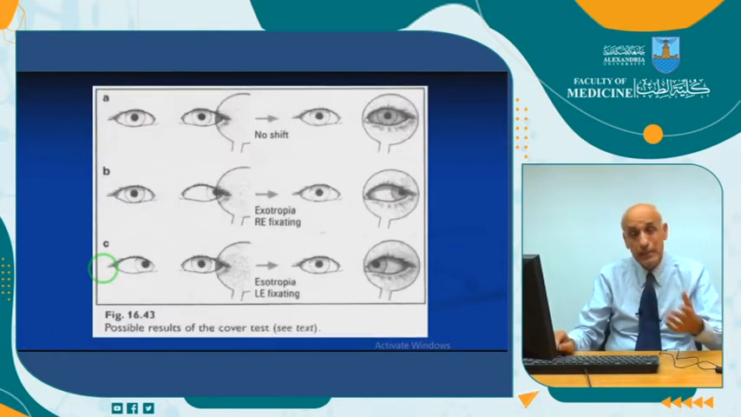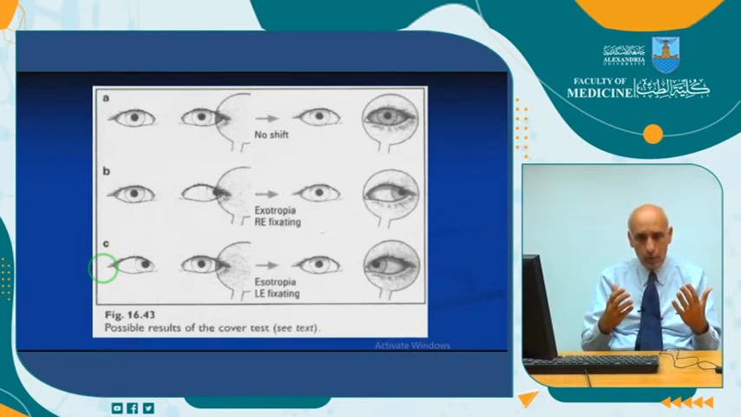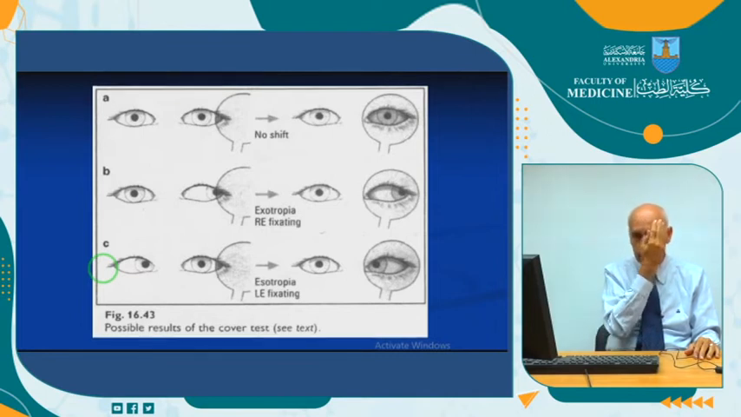It's a simple test that we do to differentiate if your eye is normal or not. We call it the cover test. We have what we call the simple cover test, like this, or the alternate cover test, like this.